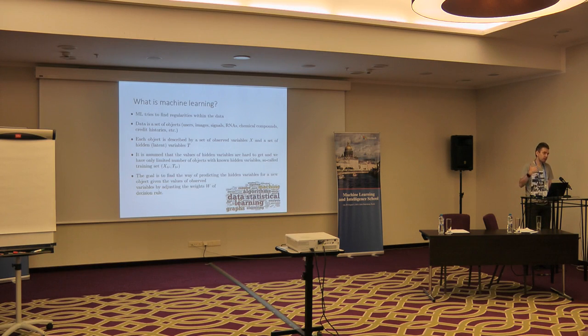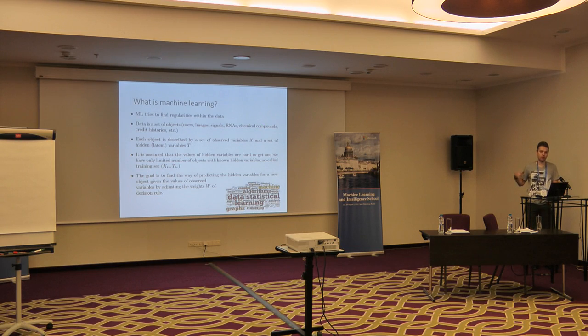In the classical formulation, data is just a set of objects, where each object is represented by a vector of variables. A subset of these variables is called observed variables, and it is assumed that these variables can be measured easily for an arbitrary object. The other subset of variables that characterize each object is called hidden variables, and it is assumed that they are very difficult to measure for a particular object. So we can afford measuring them only for some limited set of objects, and this limited set is known as a training sample. We'll denote observed variables as x, hidden variables as t, and the training sample as X training, T training.